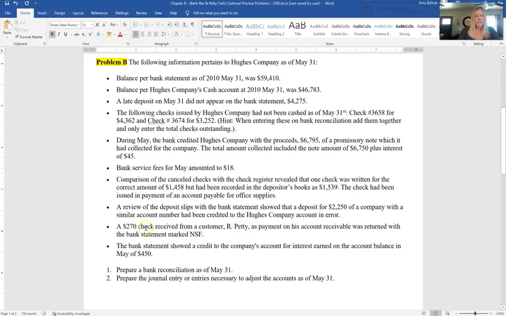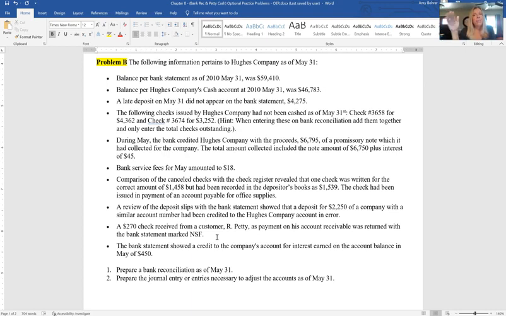The next thing is a $270 check received from one of our customers, R. Petty, as payment on his accounts receivable, was returned with the bank statement marked NSF. And NSF means insufficient funds. So they gave us a check to pay against our accounts receivable. We deposited it into our account. And when we did that, the bank automatically gave us credit for it.